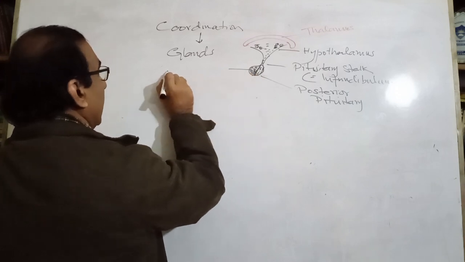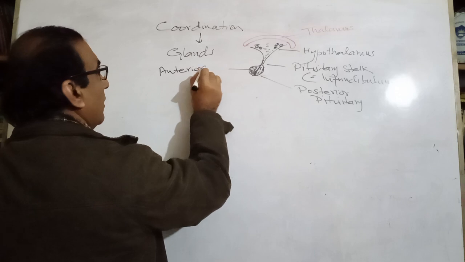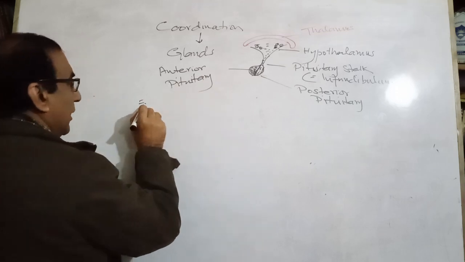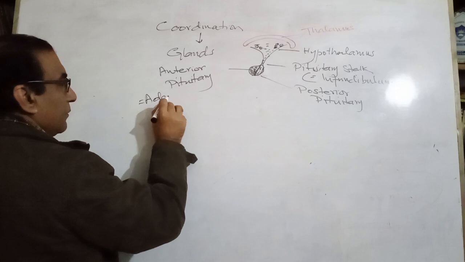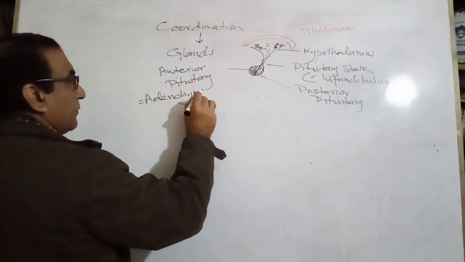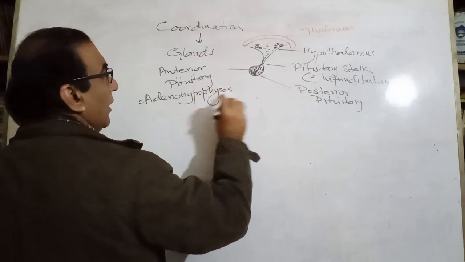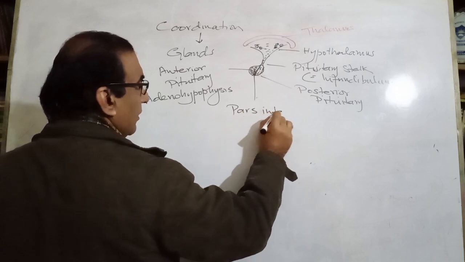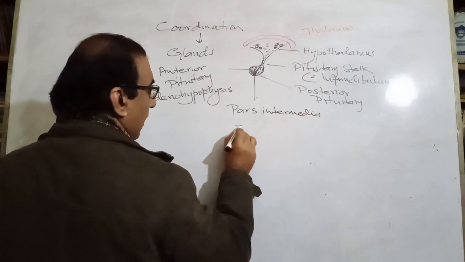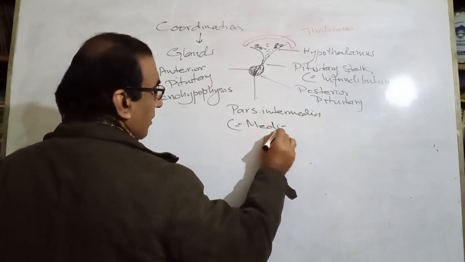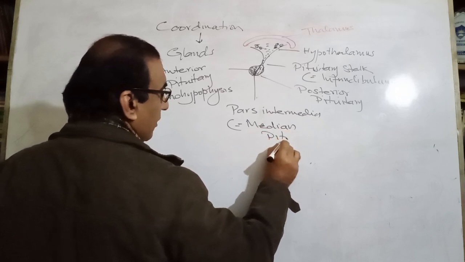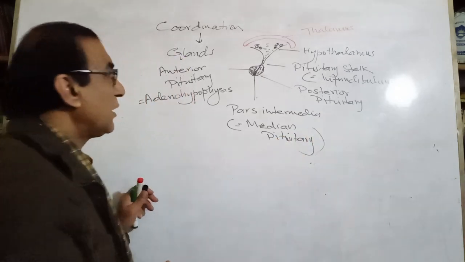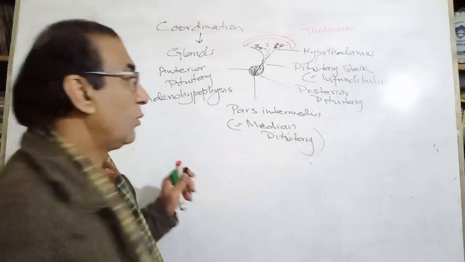This is the anterior pituitary. It is also known as adenohypophysis. This is known as pars intermedia, or median pituitary. And this is known as posterior pituitary or neurohypophysis.